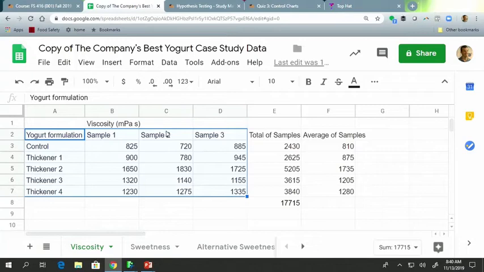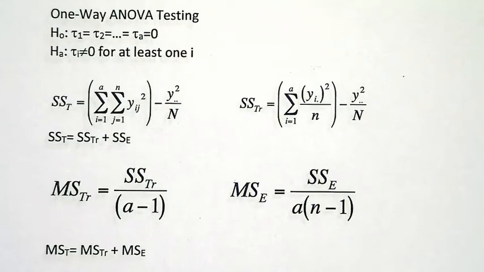Okay, so everyone with me, we're working on this table. We want to do a one-way ANOVA hypothesis test. So if you want to follow along, this is how I'm doing it.